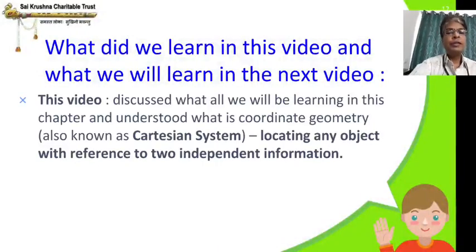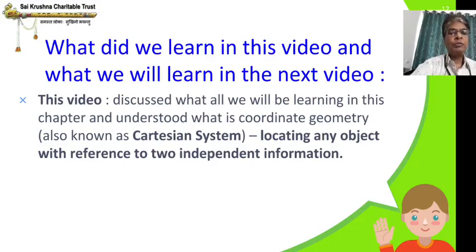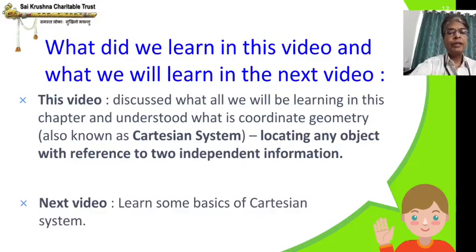So in this video we discussed what we will be learning in this chapter and understood what coordinate geometry is, also known as the Cartesian system: locating any object with reference to two independent pieces of information. Most important, always remember, it should be two independent pieces of information. That is how we will be able to locate any point on any surface. This is applicable for a plane surface, that is a two-dimensional surface. In the next video, we will learn some basics of the Cartesian system.